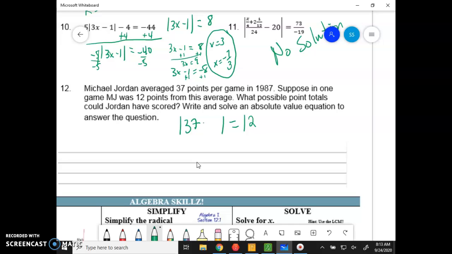And so this might be a little tricky, but we're going to write this as -x, and hopefully you'll see why here in a little bit. So when we remove our absolute value bars, we're going to have 37 minus x is equal to 12. Okay, and then on the other side, all right, 37 minus x is equal to -12. All right, so now let's solve these. Let's do this one first.